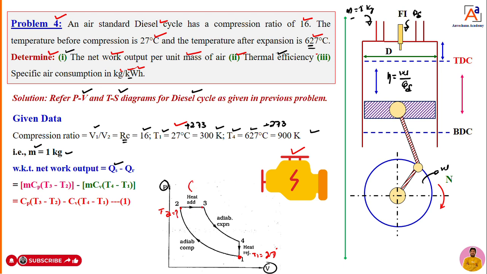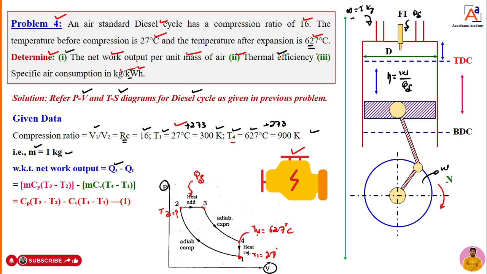Again T3, where he is going to supply a certain amount of heat, that also is not given. I will keep it as it is. But he has given T4. What is T4 actually telling? After expansion. After expansion means what? 3 to 4 is the expansion. Expansion will start from 3 and it is going to end at 4. So what has he given after expansion? Temperature here is 627 degrees Celsius.